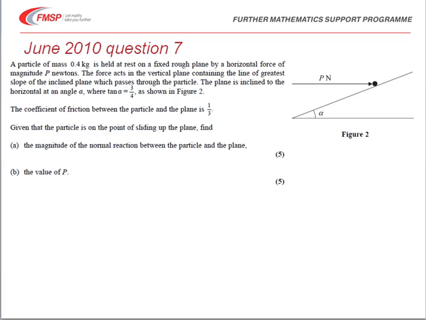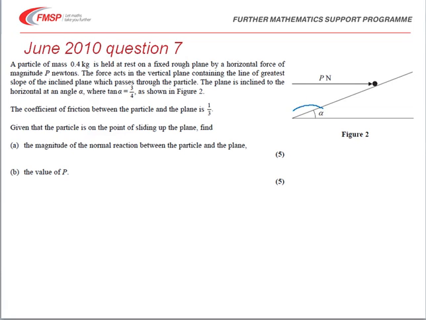The second question involves a particle being held on a plane by a force P. So just reading through the question, we've got a particle of mass 0.4 kilograms is held on the plane, a rough plane this time, so we've got frictional forces involved, by a horizontal force P newtons. The force acts in a vertical plane containing the line of greatest slope of the inclined plane which passes through the particle. This is just basically saying that all the forces are acting in the plane of the paper, as it were. The plane is inclined to the horizontal at an angle alpha, where tan alpha is 3/4.